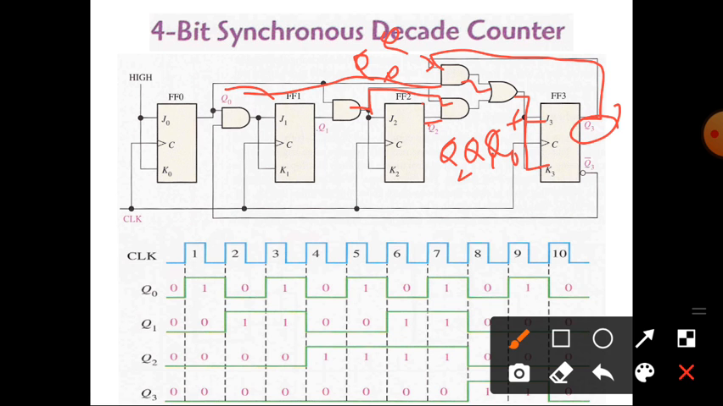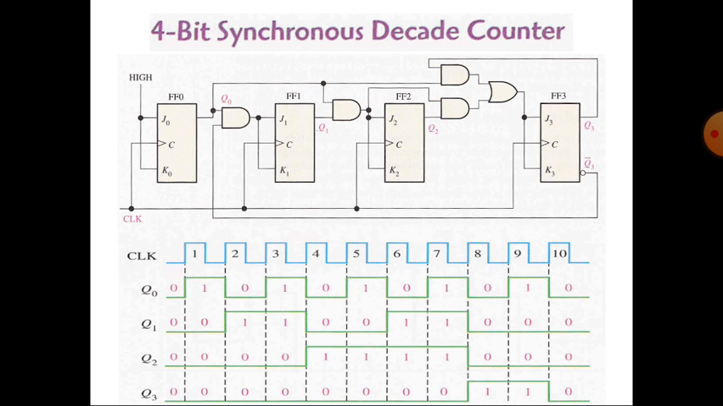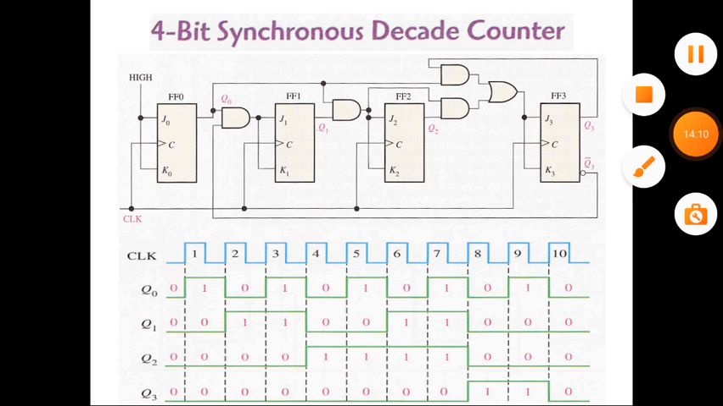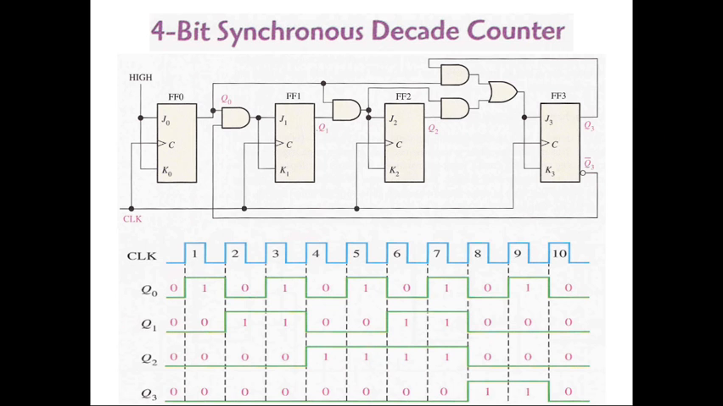So this is the synchronous decade counter. Based on this equation, we draw the synchronous decade counter. That's all about the 4-bit decade counter.